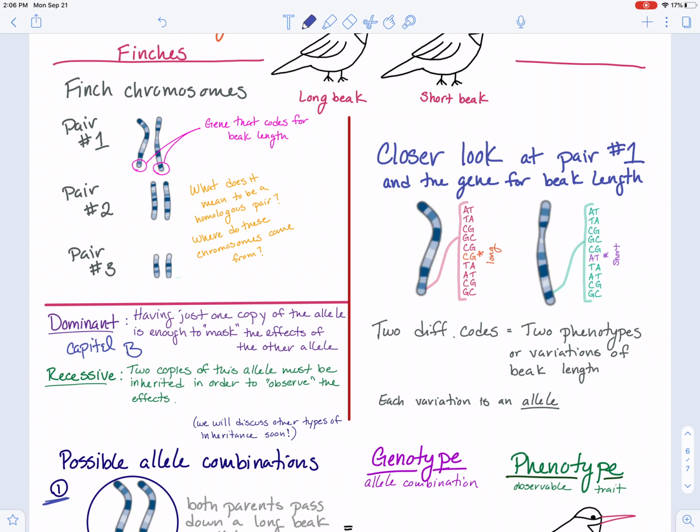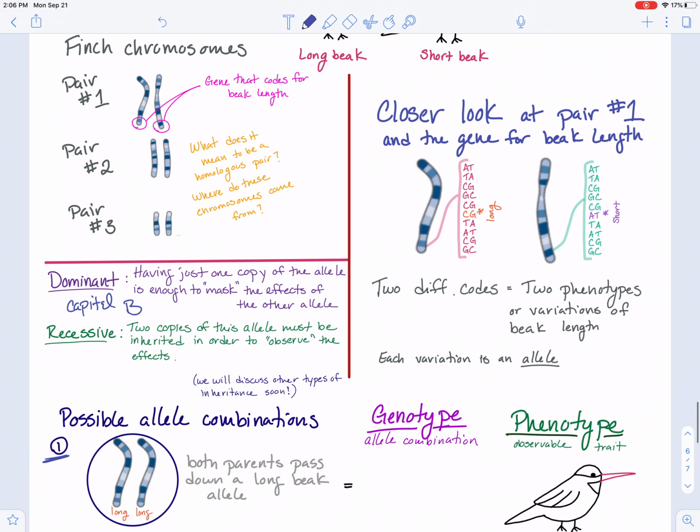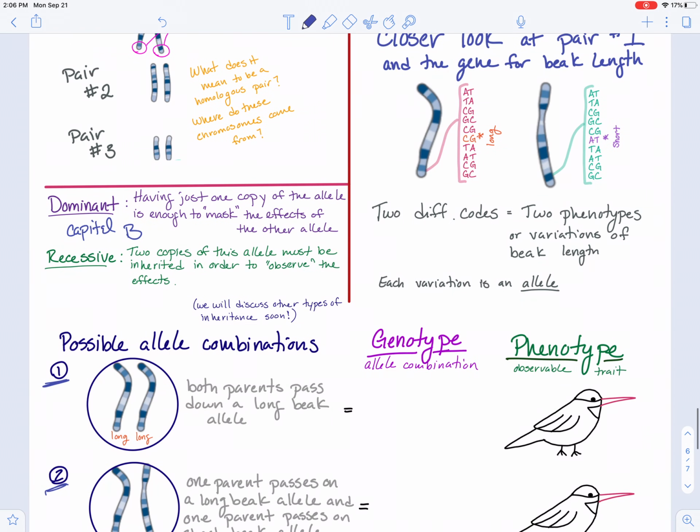Recessive alleles, on the other hand, require 2 copies of the allele to be inherited in order to observe the effects. That means that this is the allele that could get masked if there were a dominant allele, and normally we use lowercase to represent a recessive allele. So that would be like little b.